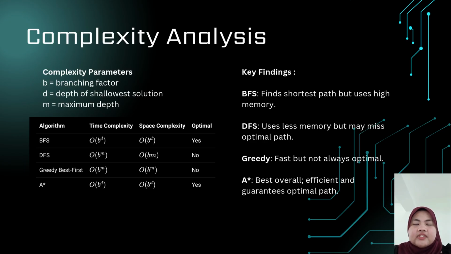For A* search, the time and space complexity are O(B^D). A* guarantees the optimal path when the heuristic is admissible. Based on our analysis, A* search is the best algorithm for this project because it combines efficiency and optimality. It finds the shortest route to the main hall while reducing unnecessary node exploration.